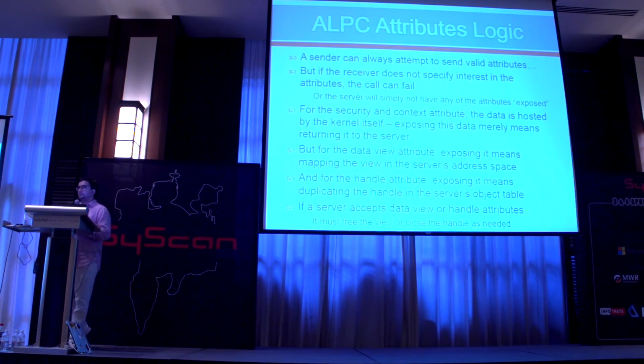But if on the other hand you say that you are willing to accept data view attributes, then you're going to get whatever view was sent by the client mapped in your address space. So if the client sent a 500 megabyte view, you're going to map a 500 megabyte view of that address space as well. If the client sent you 20 handles, you're going to get 20 handles duplicated into your address space, or your object table. At that point, it's your job to manage these resources that were given to you by your client or by your receiver.